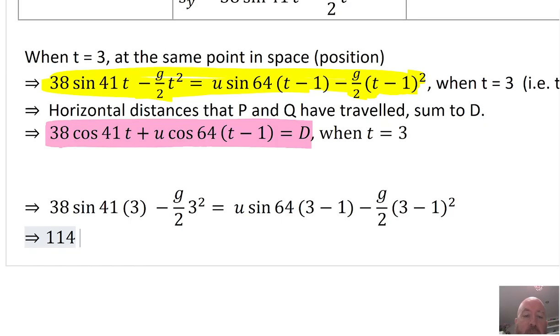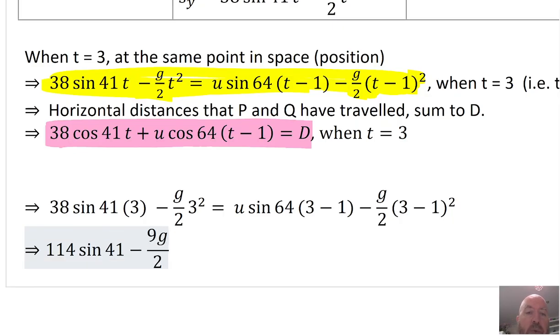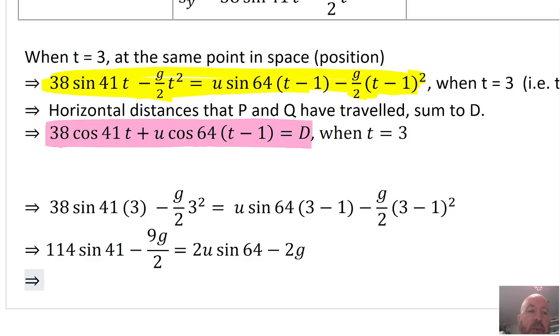Now I'm going to do it in a bit more gory detail, just so you can be totally happy that what I'm doing makes sense. So 3 squared is 9, so that's 9 times 9.8 over 2 equals 2u sin 64 minus (3 minus 1) squared is 4, over 2 is minus 2g. So that's just getting rid of the brackets and multiplying out the easy stuff. Now we're going to look at 114 sin 41.